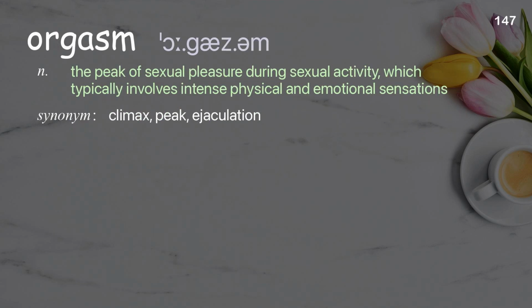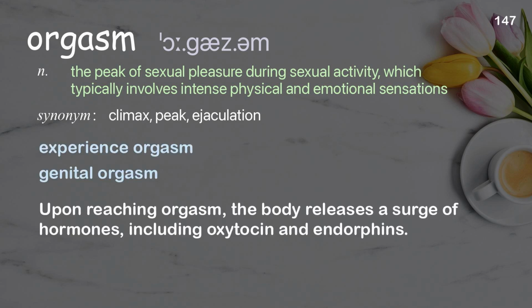Orgasm. The peak of sexual pleasure during sexual activity, which typically involves intense physical and emotional sensations. Examples. Experience orgasm. Genital orgasm. Upon reaching orgasm, the body releases a surge of hormones, including oxytocin and endorphins.